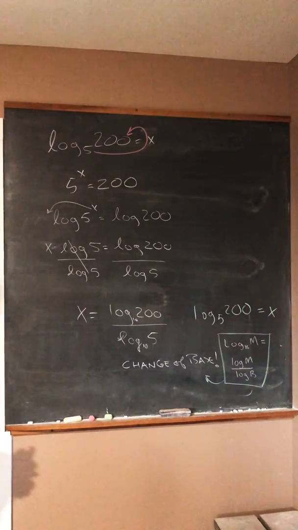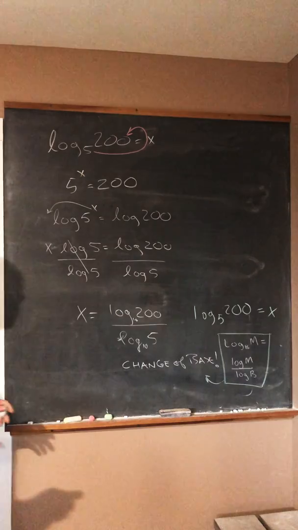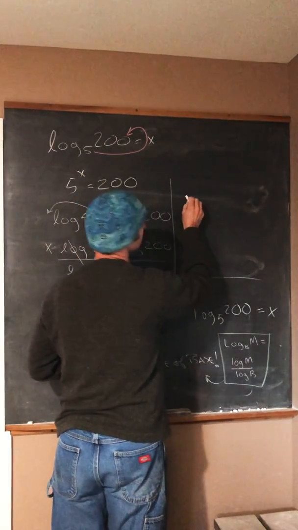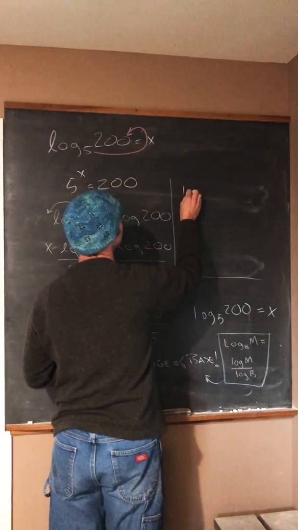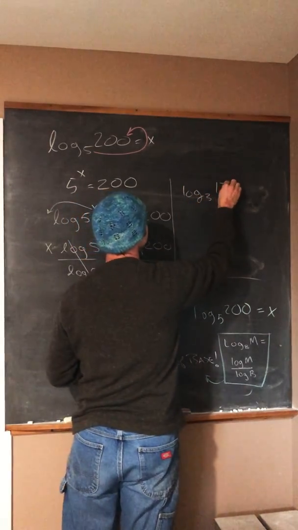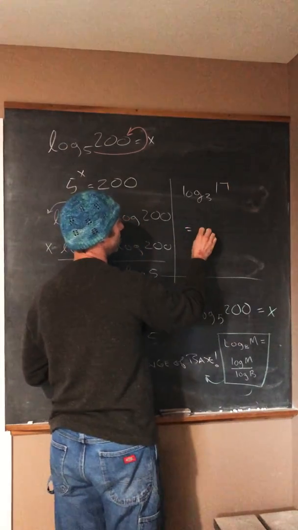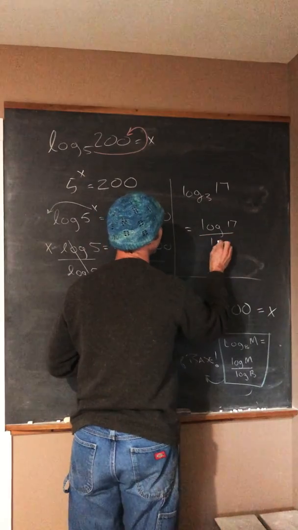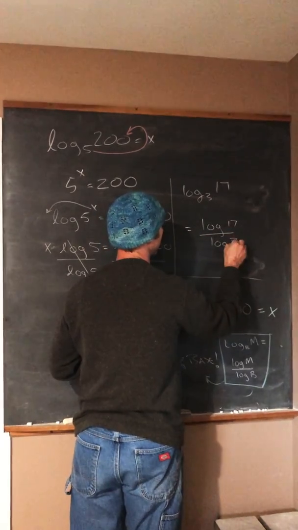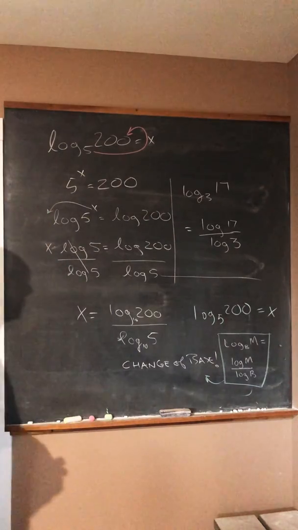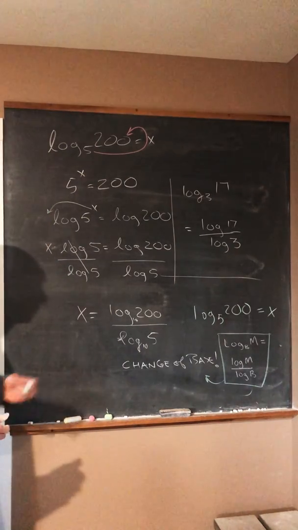Okay. So let's do one last example. Let's do it right here. I have log base 3 of 17. That's going to equal log of 17 over log of 3. And again, you can use your calculator to get that exact answer.